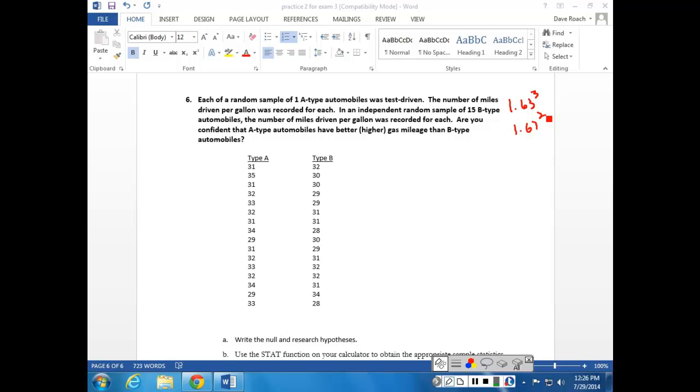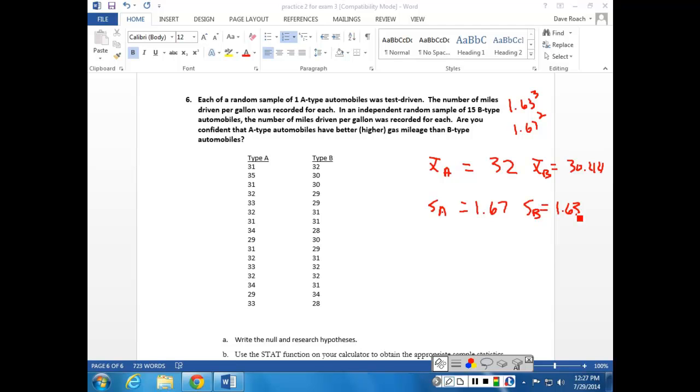So now I can write down, first of all, the information I have there. X bar A was 32, X bar B 30.44, I'm going to round that. SA was 1.67. SB is equal to 1.63. That SXP is the pooled.